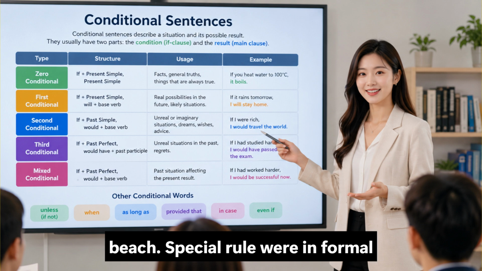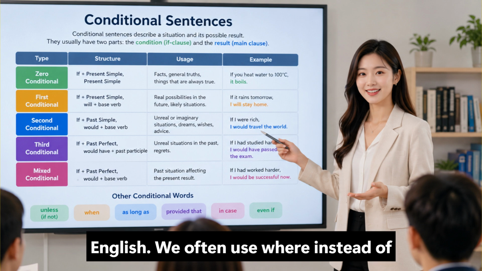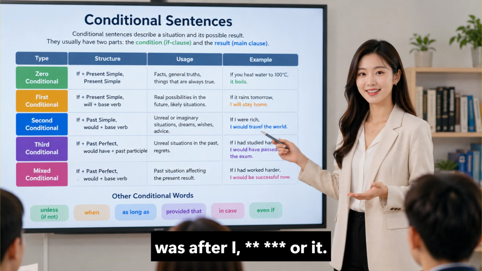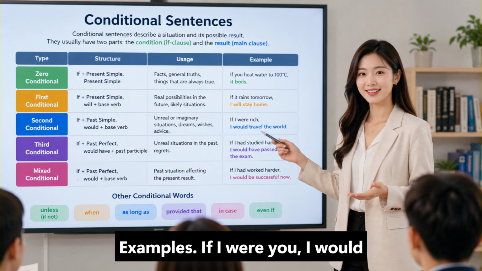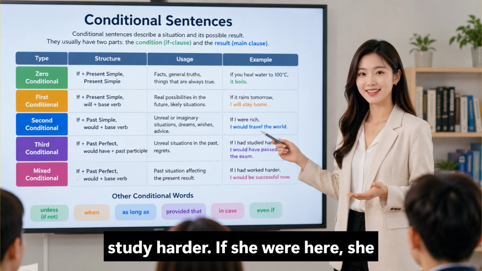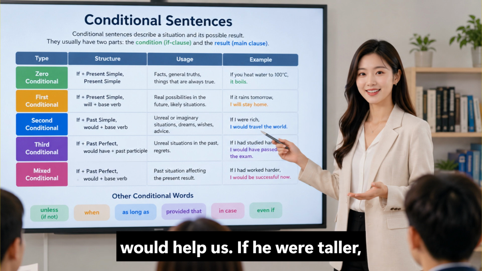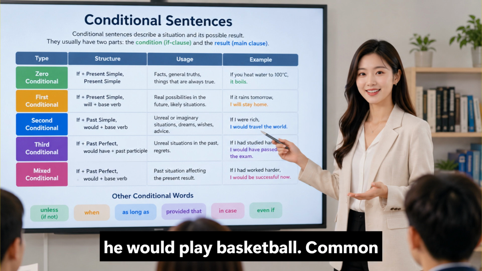Special rule: were. In formal English, we often use were instead of was after I, he, she, or it. Examples. If I were you, I would study harder. If she were here, she would help us. If he were taller, he would play basketball.